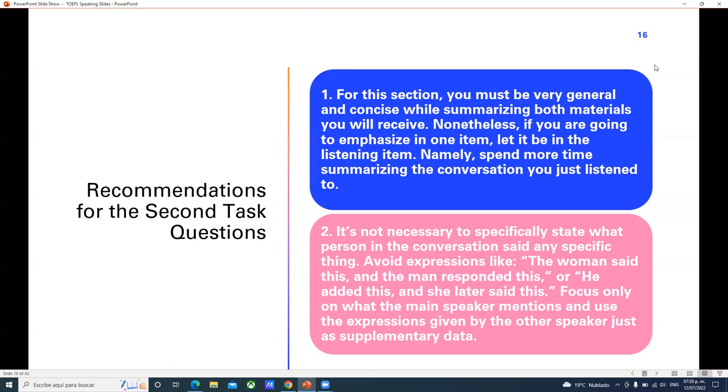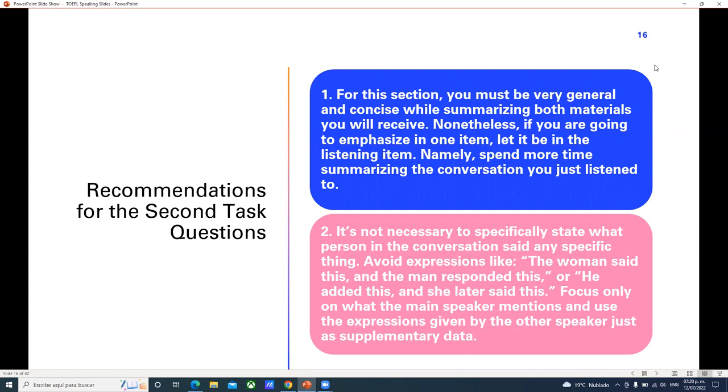Okay? Try to give more attention to that part, all right? Another thing that you maybe have noticed is that it's not necessary to specifically state which person in the conversation said any specific thing. Avoid expressions like this one: The woman said this and then the man responded this. Or he added this and she later said this. Focus only on what the main speaker mentions and use the expressions given by the other speaker just as supplementary data.